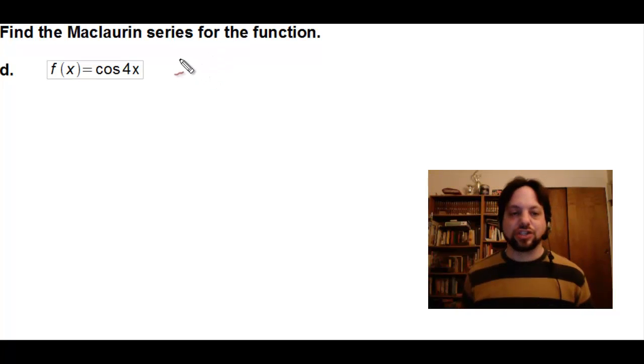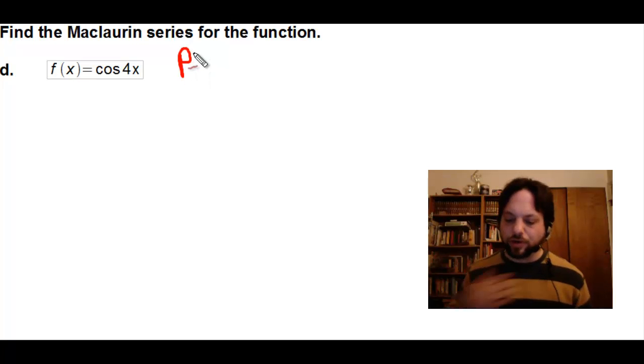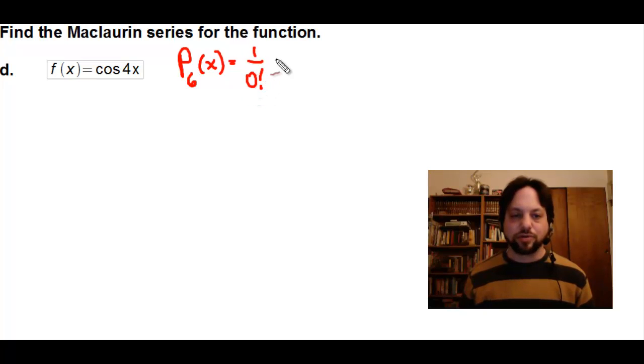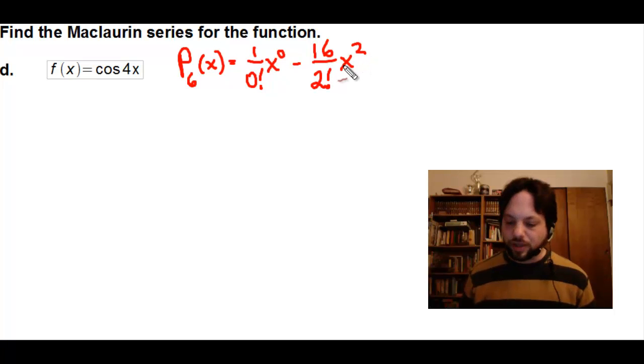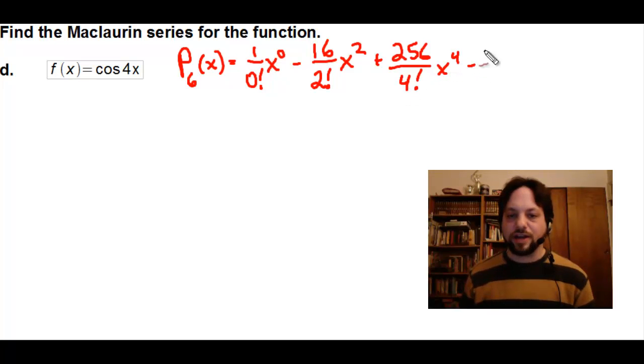So, hopefully you've given this a shot. What I'm going to do is go up to the 6th iteration of this polynomial, but hopefully you've gotten something along the lines of 1 over 0 factorial x to the 0, followed by negative 16 over 2 factorial x squared. That'll continue on. We'll go plus 256 over 4 factorial x to the 4th. And finally, 4096. This thing got big real quickly. And that'll be over 6 factorial x to the 6th.